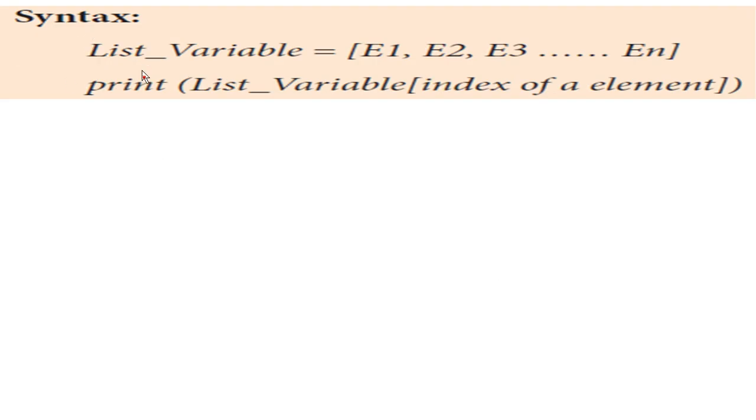This is the syntax for list creation. List variable equal to list of elements enclosed with square brackets and separated by commas. To print an individual element, print the list variable followed by square brackets that contain the index of an element. For example, my list of 0 prints the value of the first element.